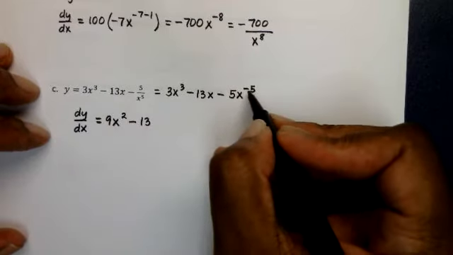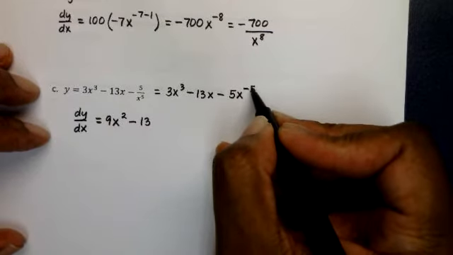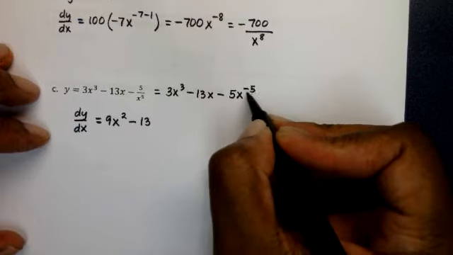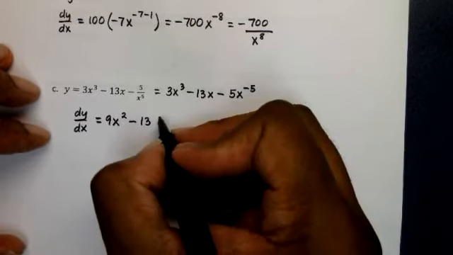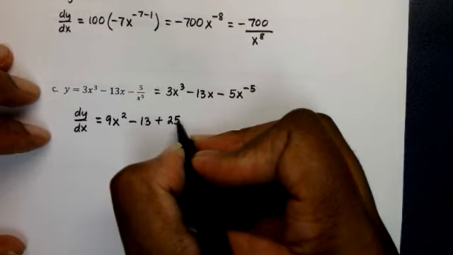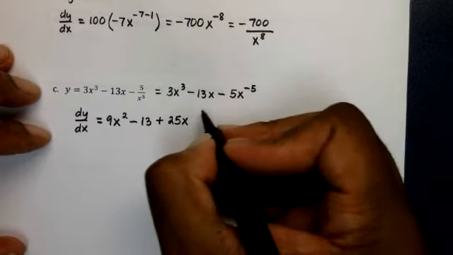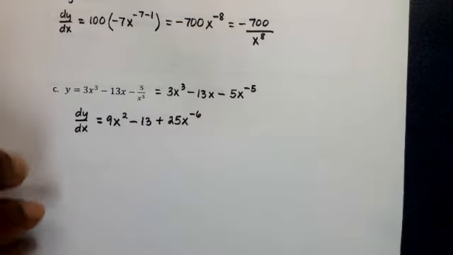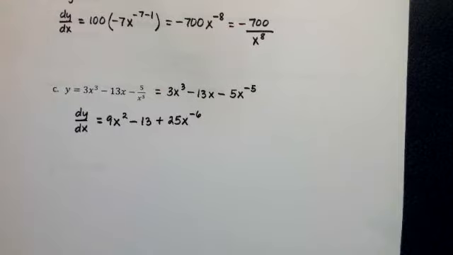Now for minus 5x to the negative fifth, if I take the negative 5 multiplied by the minus 5, it will be a plus 25. Copy the x over to the 1 less power, negative 6, because you have to think of negative 5 minus 1. That will give you negative 6.